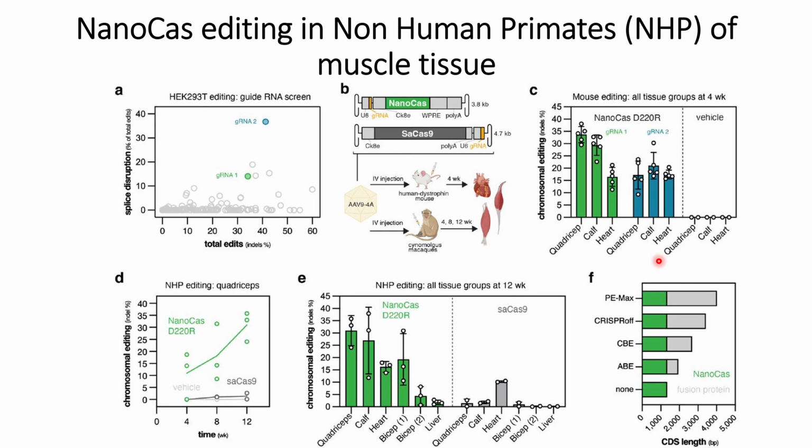So I hope you understood how they validated these NanoCas editings in the non-human primates of the muscle tissues, and their results are positive and give higher efficiency compared to the traditionally available CRISPR-Cas9 system, that is SA-Cas9.